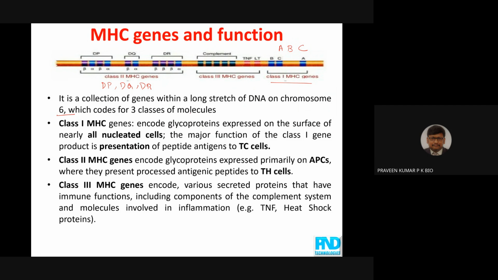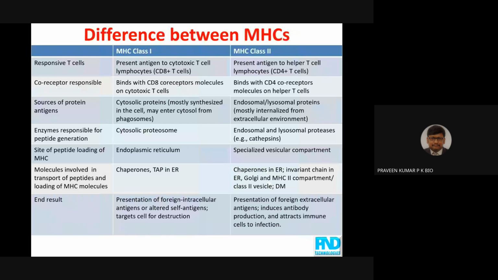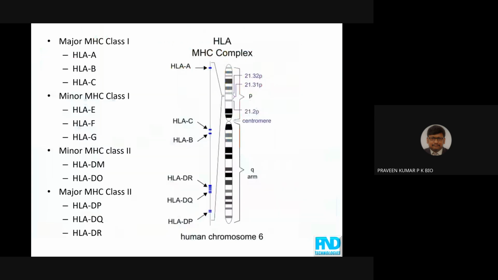There is also class 3 MHC, which is less significant compared to MHC1 and MHC2. This is used for complement system discovery. For more about the differences between MHC molecules, we can study from immunology textbooks by Roitt and Male, Kuby, etc. So this is something about immunology.